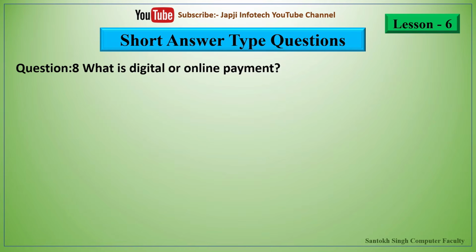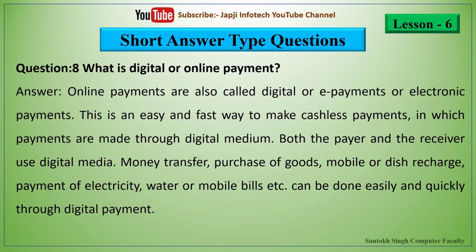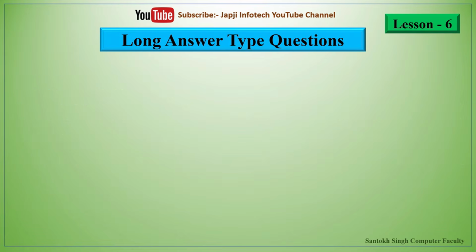So the eighth question is, what is digital or online payment? Online payment is also called digital or e-payment or electronic payment. This is an easy and fast way to make cashless payment, in which payment is made through digital medium. Both the payer and the receiver use digital media. Money transfer, purchase of goods, mobile or dish recharge, payment of electricity, water or mobile bills, etc. can be done easily and quickly through digital payment.